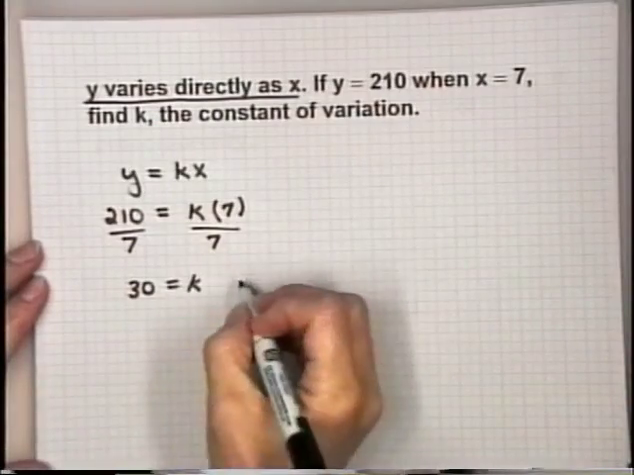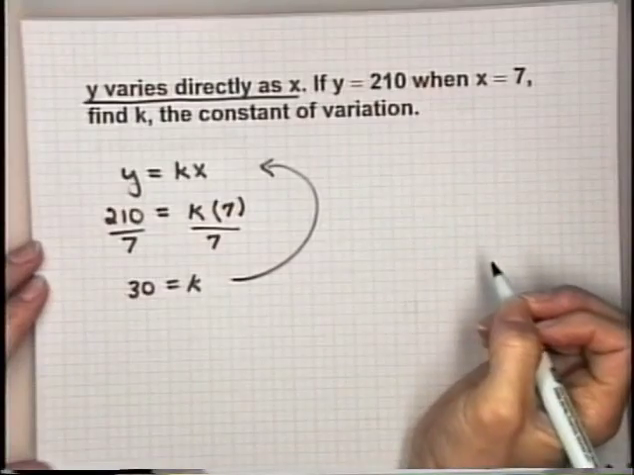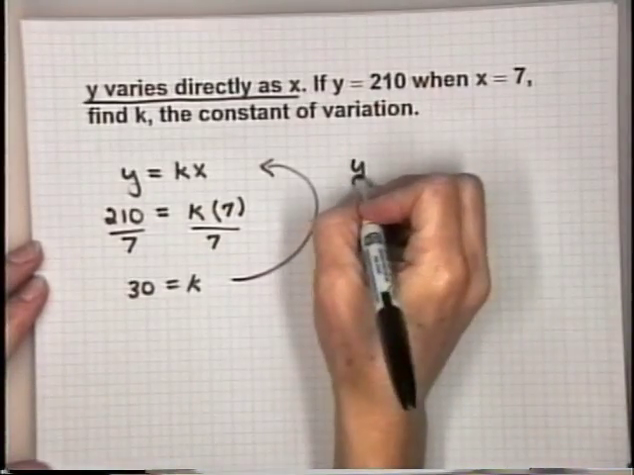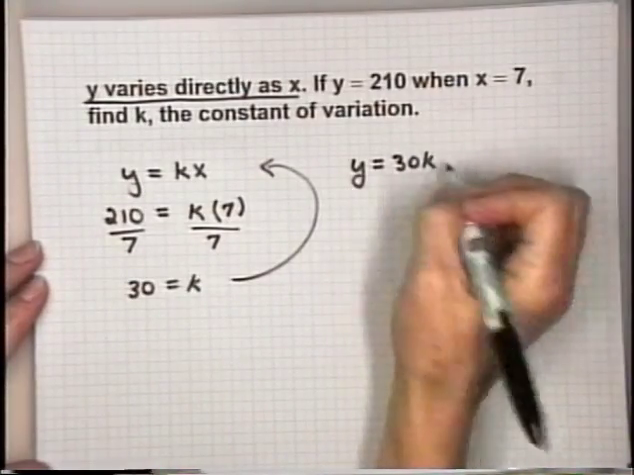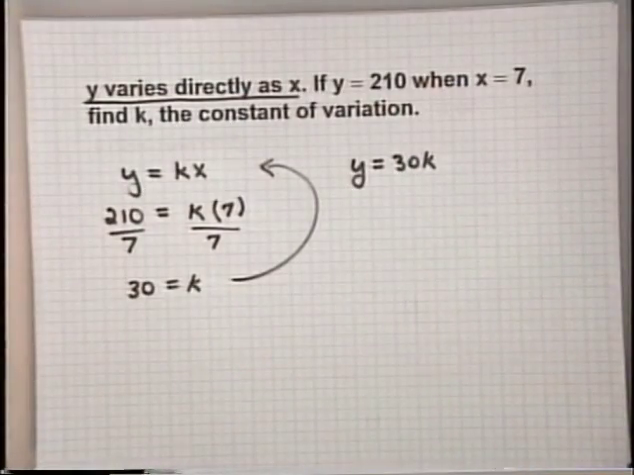What that allows me to do then is to go back to this equation that I knew I had and rewrite it now, since I know k is 30, as y equals 30 times x.